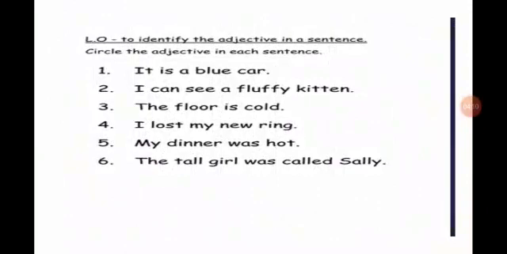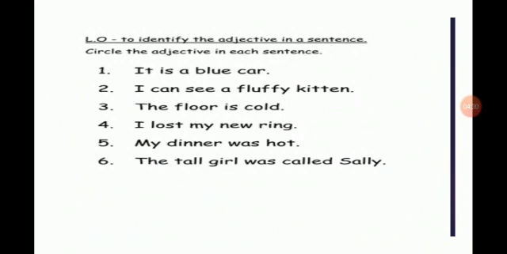Look here to identify the adjective in the sentences. Circle the adjective in each sentence. Number 1, it is a blue car. Here, it is a blue car. Where is the adjective? The adjective here is blue. So here وصف السيارة بأنها لونها blue, بأنه لونها أزرق.